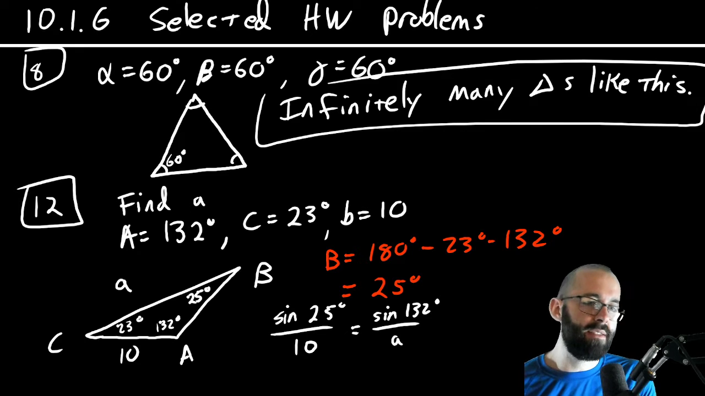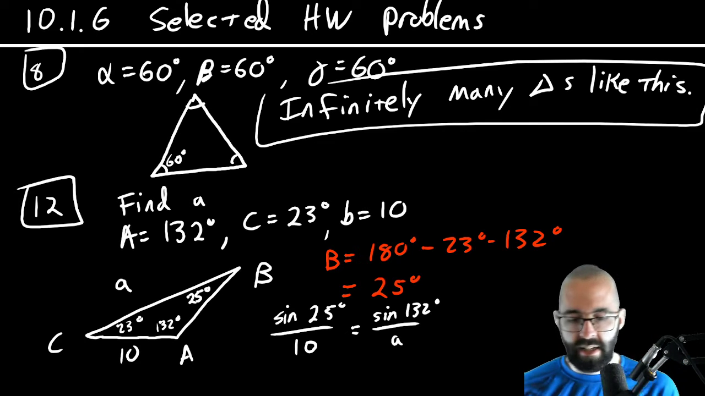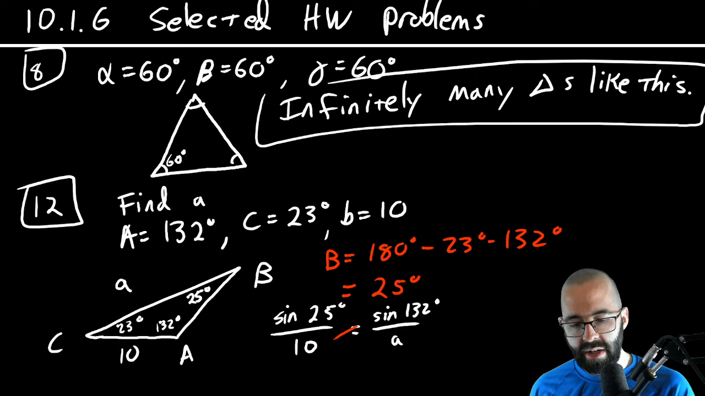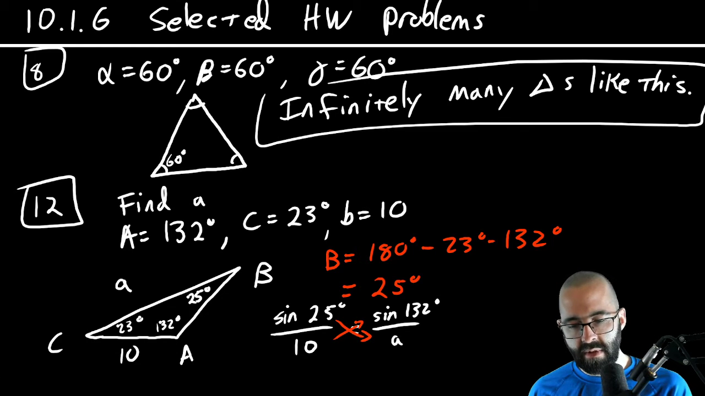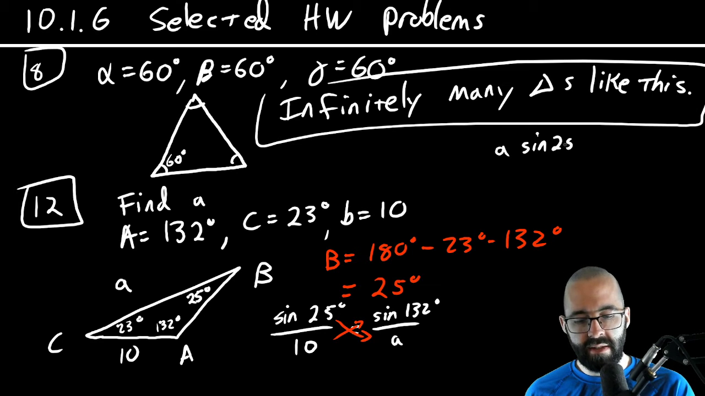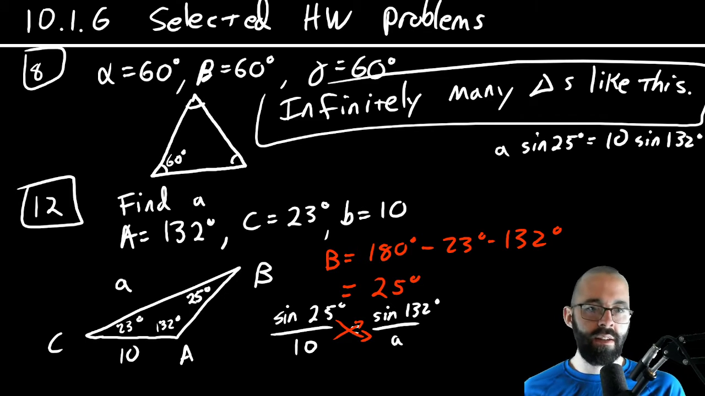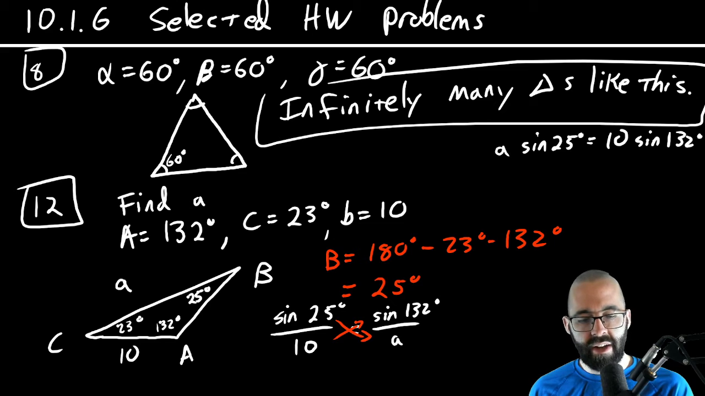I skipped a lot of these steps because they're always the same in the review video, but we can cross multiply, as in the lecture video. When we do that, we're going to get A times the sine of 25 degrees equals 10 times the sine of 132 degrees. We don't want to approximate yet. We want to approximate only at the final answer. Divide both sides by the sine of 25 degrees.